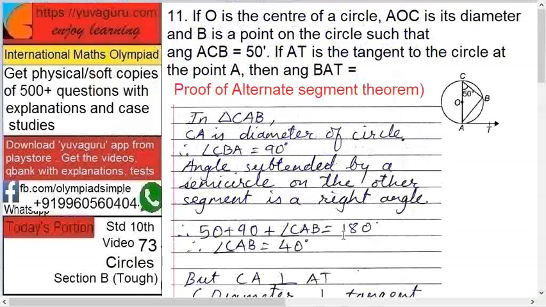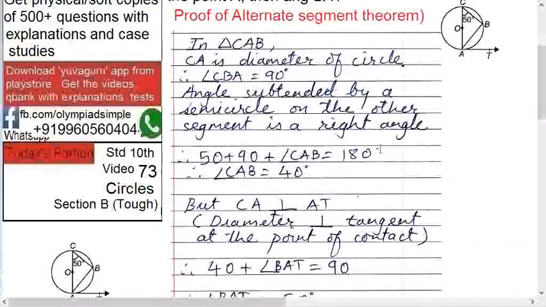Quite an easy one. Okay. Basically, it's a proof of the alternate segment theorem. So it means we could have directly taken it by the alternate segment theorem. BAT equals 50. But we wanted to prove this, so that you understand what the alternate segment theorem is.